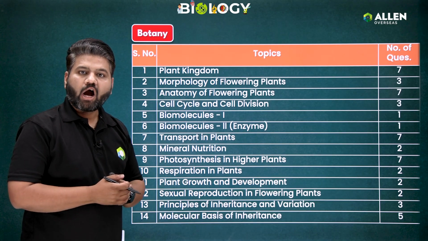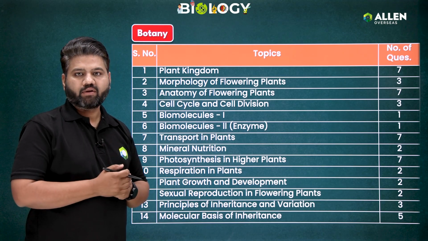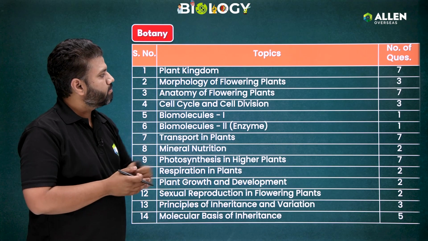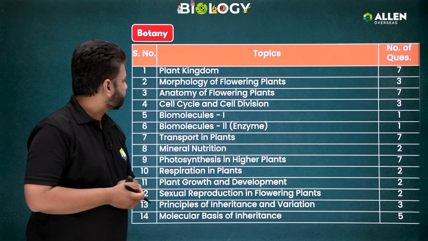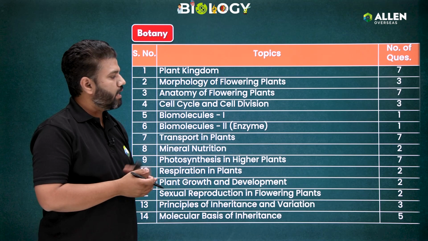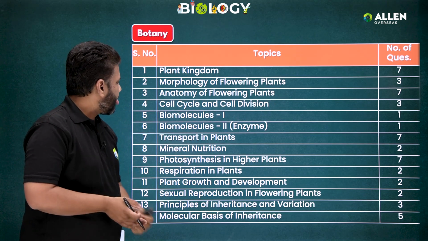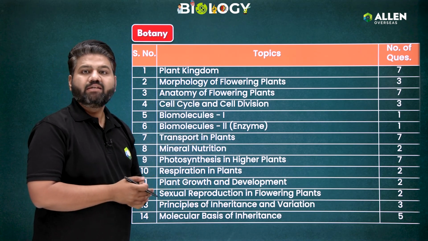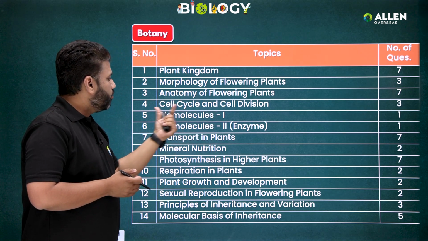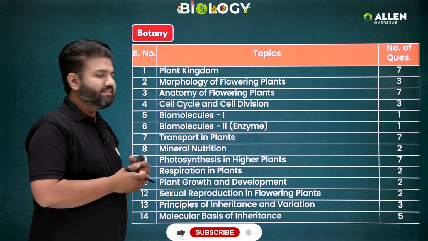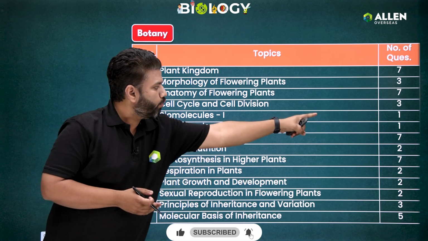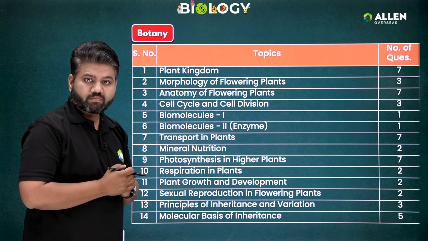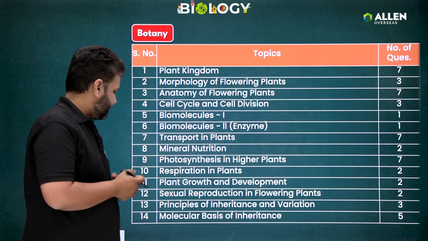Now let's see how many questions came from each topic. First we will talk about botany. From plant kingdom, 7 questions were asked. From morphology of flowering plants, 3 questions. Anatomy, 7 questions. Cell cycle and cell division, 3 questions. Biomolecules, first and second, in which we include enzymes, 2 questions. From plant physiology there were 20 questions.